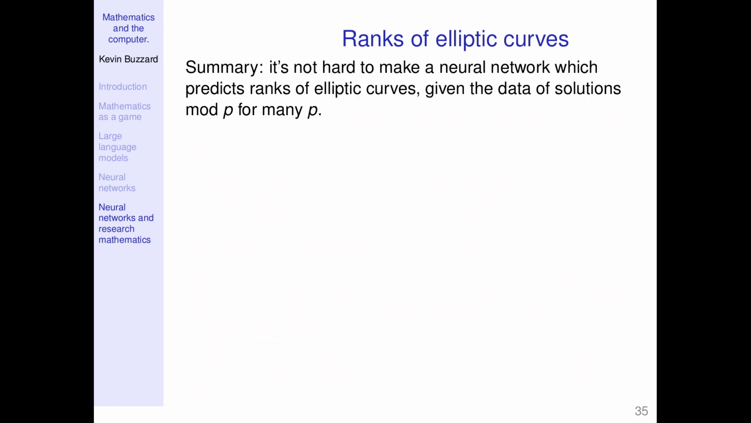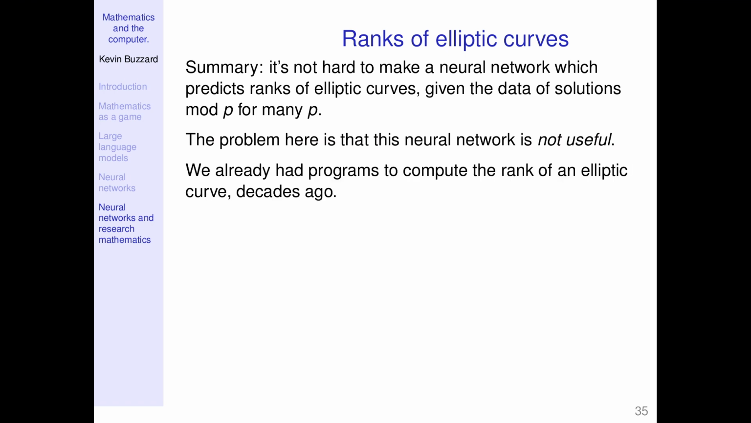So that's just an example that indicates that the problem is more subtle than you think. It's not hard to make a neural network that can predict ranks of elliptic curves. Unfortunately, that's a really rubbish theorem, right? This is the big problem. This neural network is great, okay, but what can we do with it?